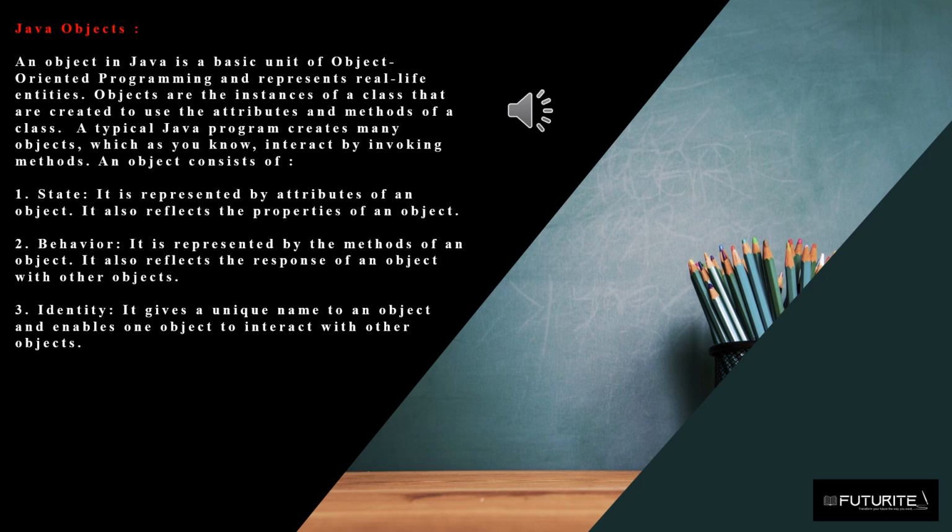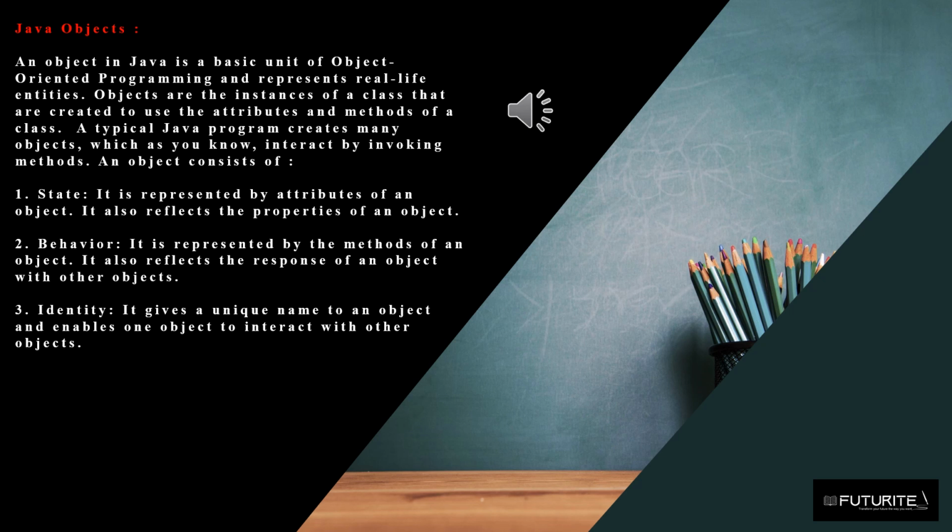Now an object consists of three things: state, behavior, and identity. We have heard about the behavior of humans, but what is behavior for objects? We will discuss this. First, state. It is represented by the attributes of an object and reflects the properties of an object. State means what the properties of an object are. As a class has some properties, an object also has some properties.